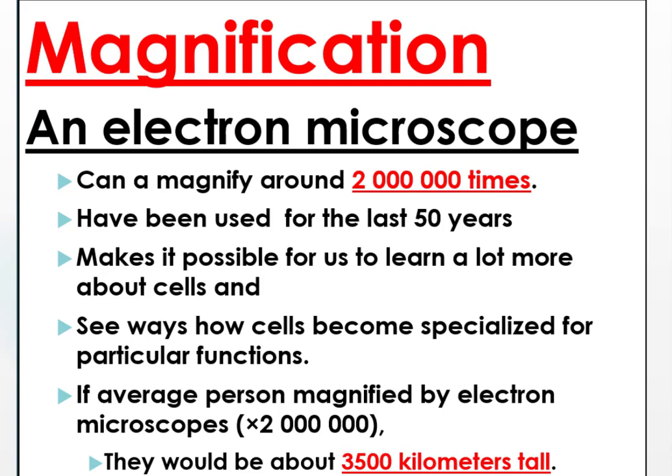The electron microscope makes it possible for us to learn a lot more about cells, and it helps us to see ways how cells become specialized for a particular function. If an average person were magnified by an electron microscope, this person would be about 3,500 kilometers tall. So you can compare and contrast the magnification power of the electron microscope and the light microscope.